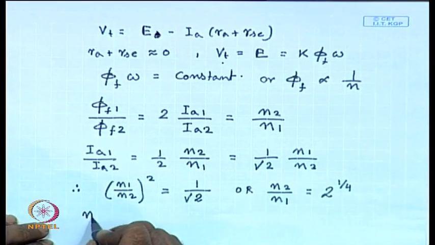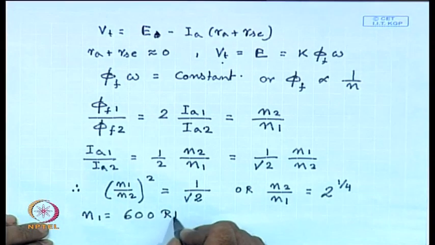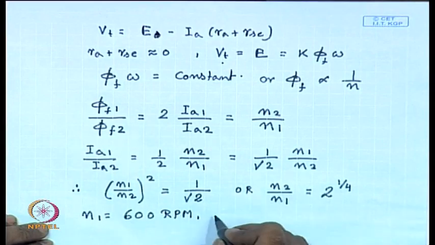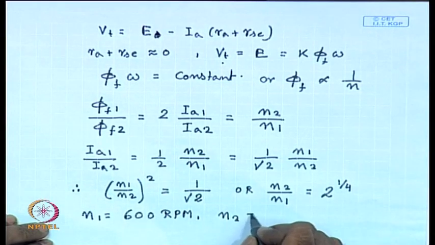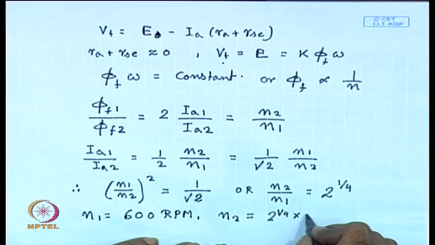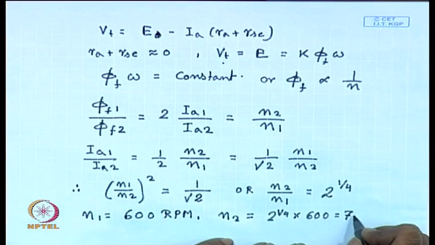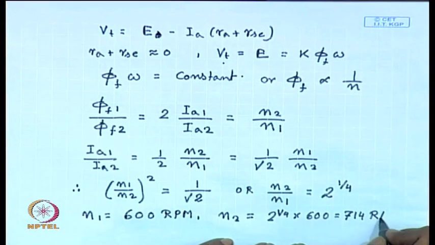We know N1 equal to 600 rpm. Therefore, from here we will find out N2 to be equal to 2 to the power 1/4 into 600 equal to 714 rpm.